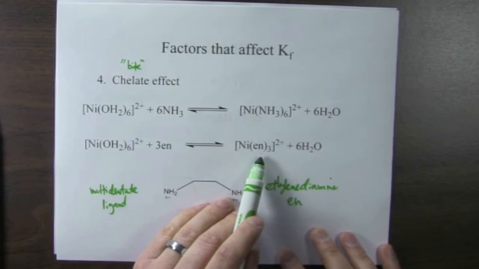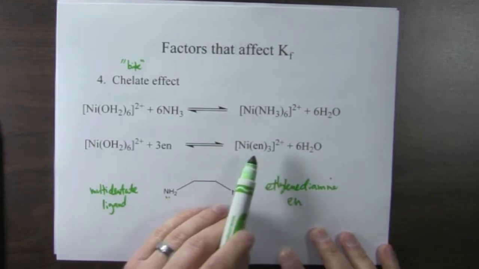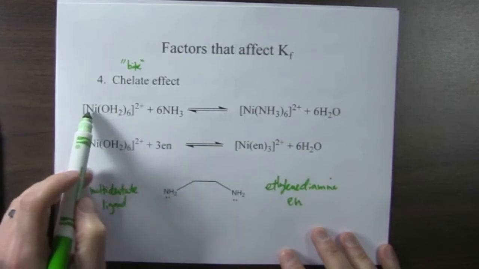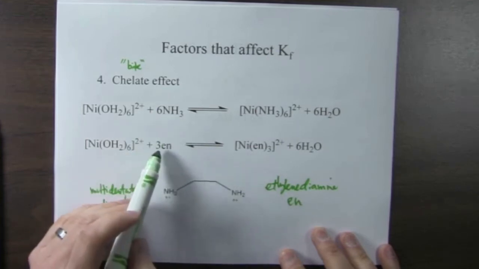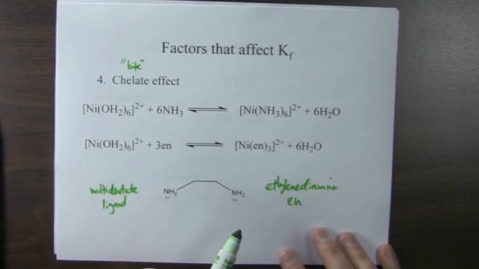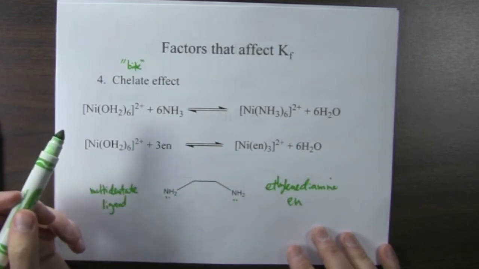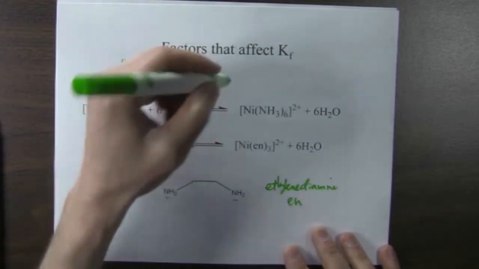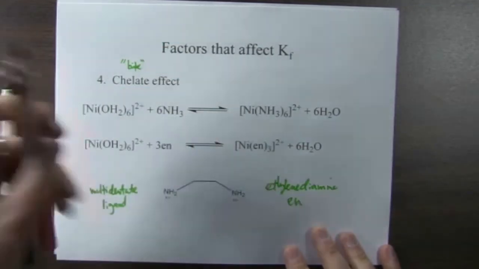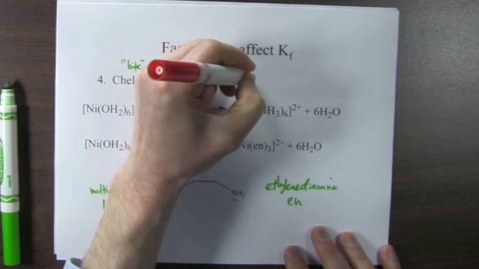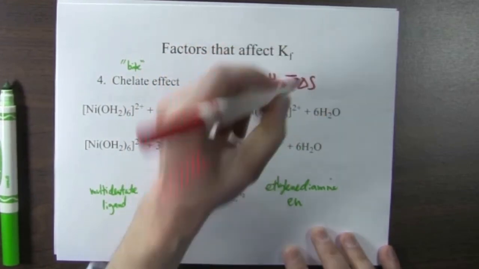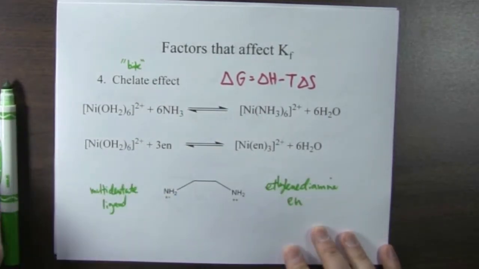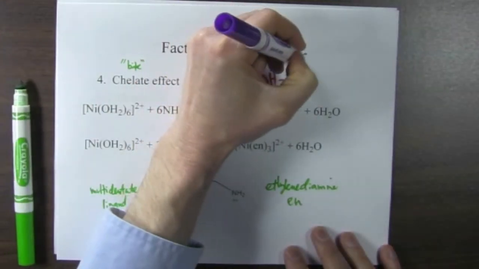And thermodynamically, we're making a nickel 2+ nitrogen lone pair Lewis acid adduct in both cases, with ethylene diamine and just plain ammonia. So delta H is probably about the same. Delta H is about the same for both of these reactions.